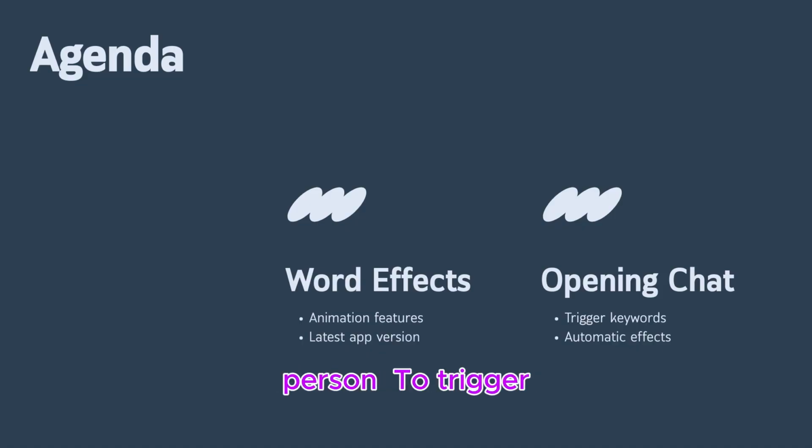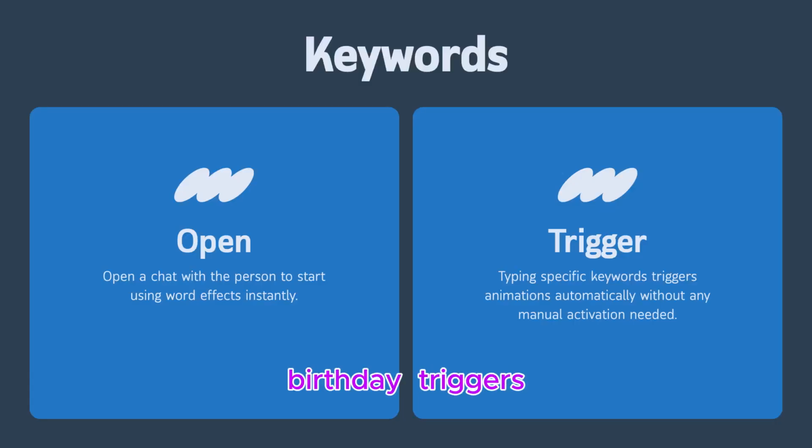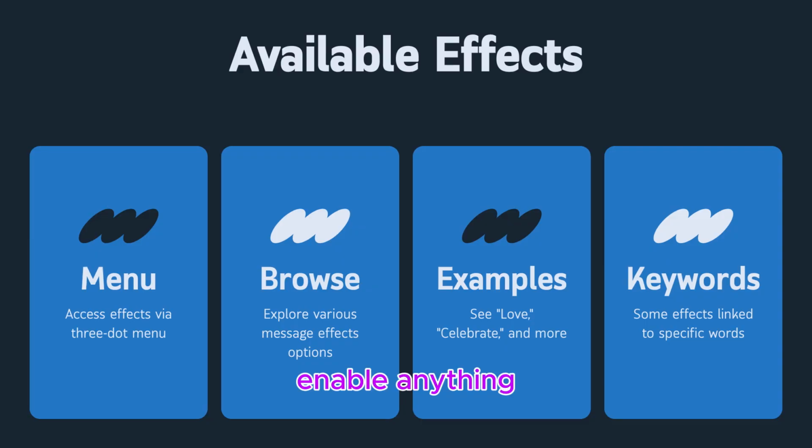Open a chat with the person. To trigger an effect, you must type a specific keyword. For example, typing congratulations or congrats will make confetti fall. Typing happy birthday triggers a birthday cake animation. The effect happens automatically when you send the message containing the exact keyword. You don't need to enable anything.